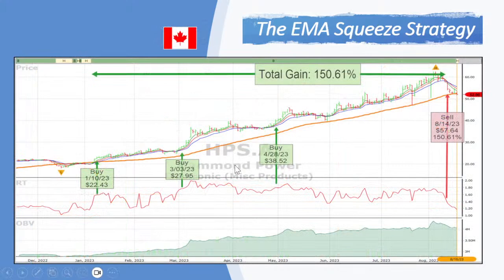Okay. Here's another one, HPS, Hammond Power. This is a Canadian stock. I'm going to come back to the January signal, but look at the March signal and look at the April signal. Now, I've talked so far about how price was below the 50-day MA, right? And first crosses above the 50-day EMA. Okay? And that is an initial signal.